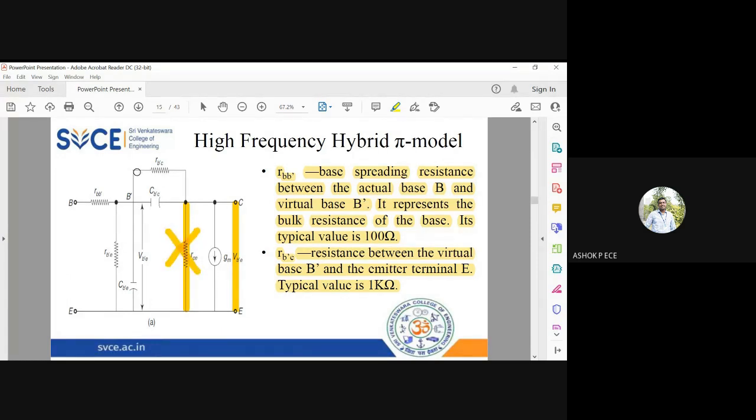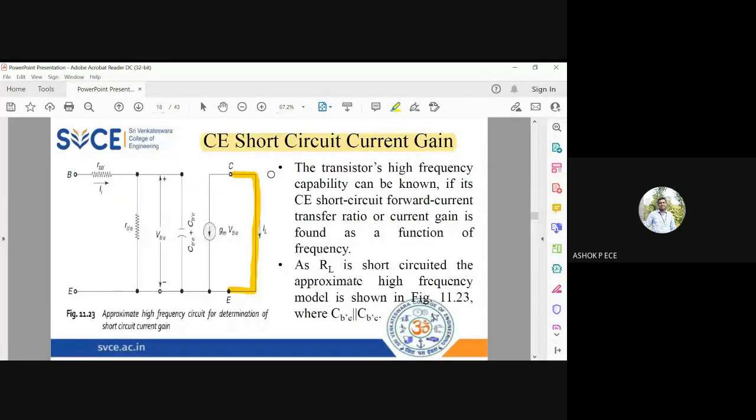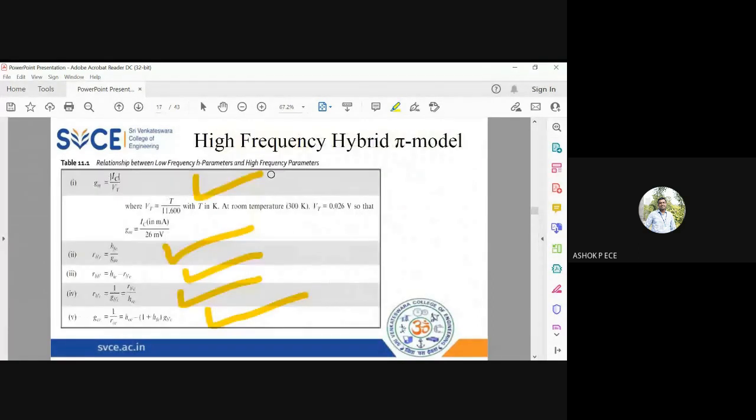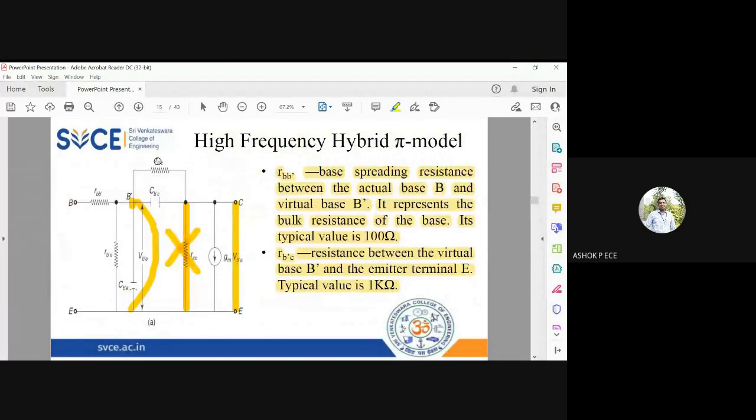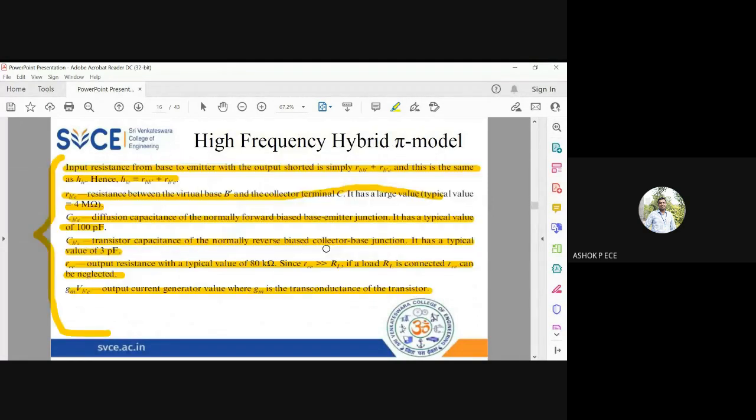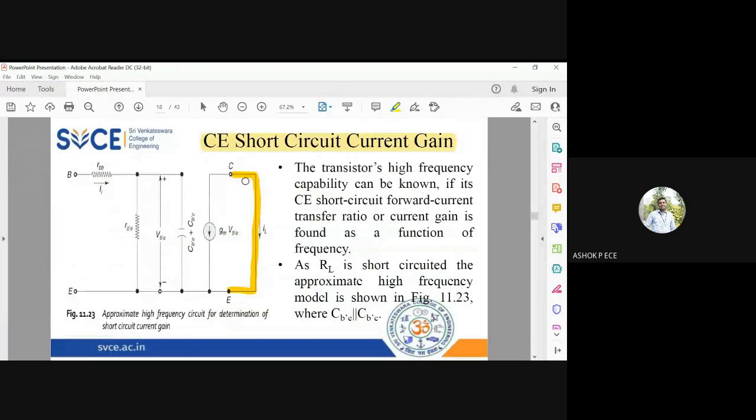And see here, this capacitance, one end is connected to B dash, another end is connected to ground. So this CB dash C will come parallel to CB dash E. And this resistance RB dash C I'm going to neglect, because this value is going to be very large. We have seen the RB dash C value is very large, 4 mega ohm. So I'm going to neglect that. So this will be the simplified diagram.